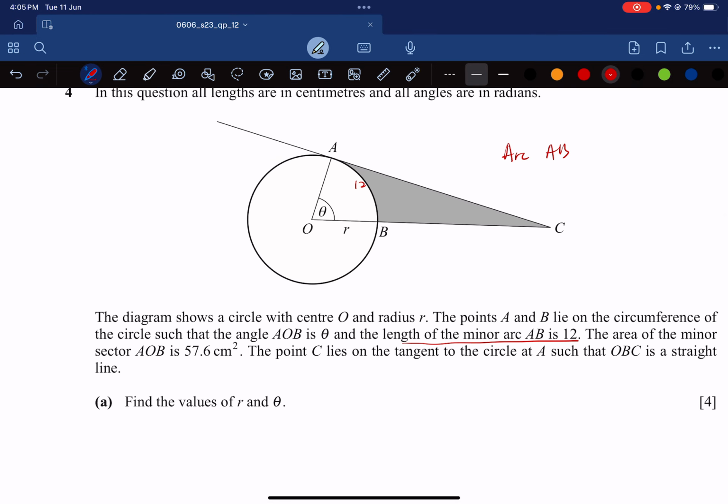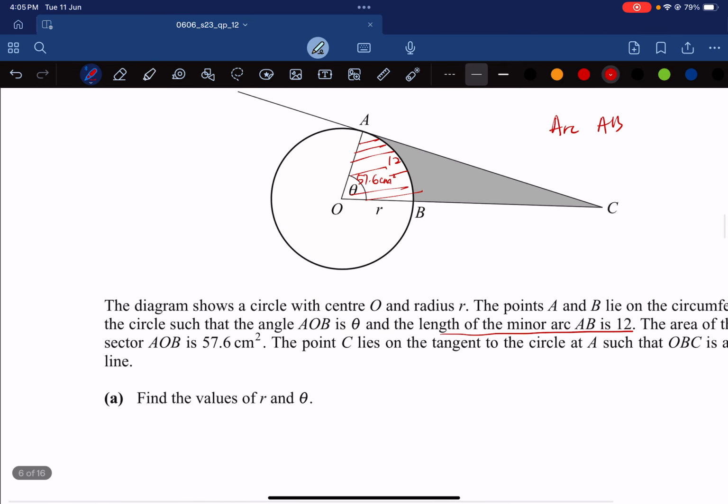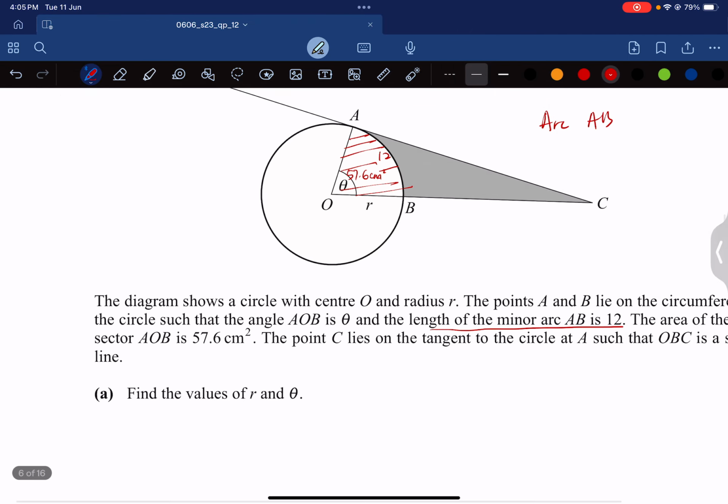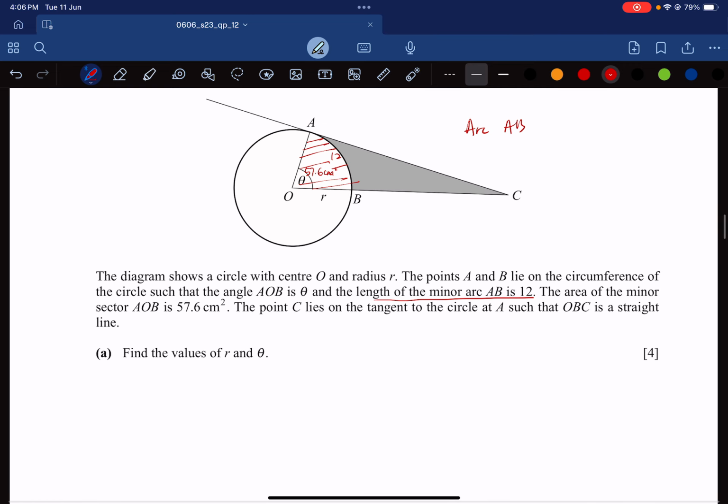The area of the minor sector AOB, this area, is 57.6 cm squared. The point C lies on the tangent to the circle at A, such that OBC is a straight line. Find the value of r and theta.